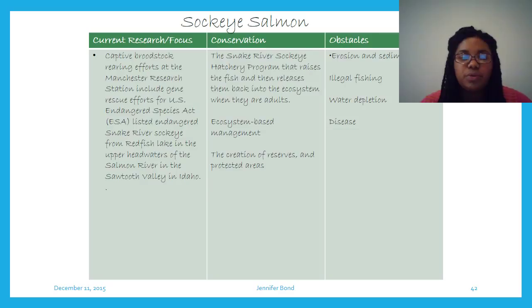Conservation efforts include the Snake River sockeye hatchery program that raises the fish and then releases them back into the ecosystem when they are adults, ecosystem-based management, the creation of reserves and protective areas, and obstacles include erosion and sedimentation, illegal fishing, water depletion, and disease.